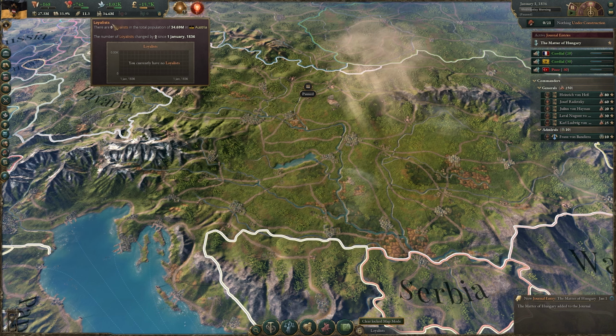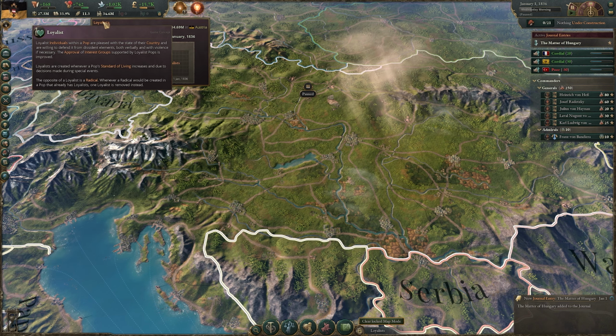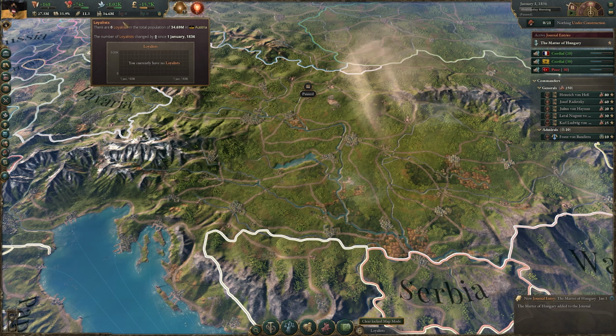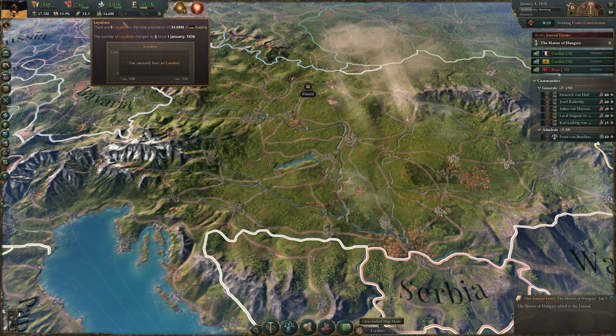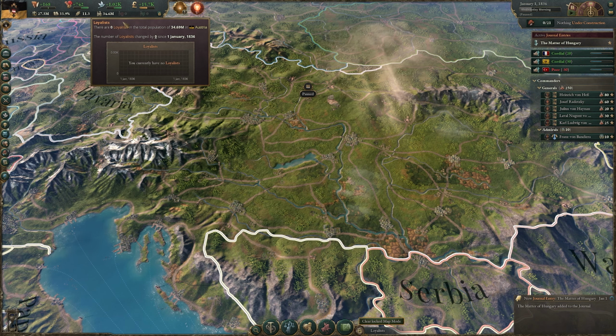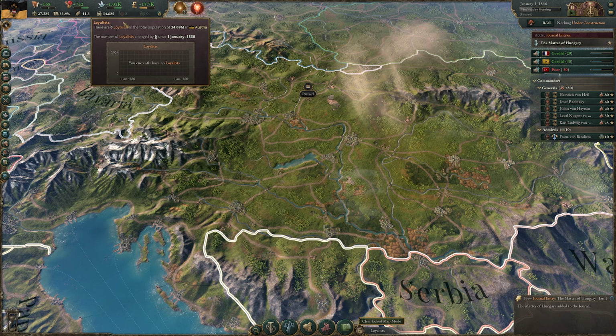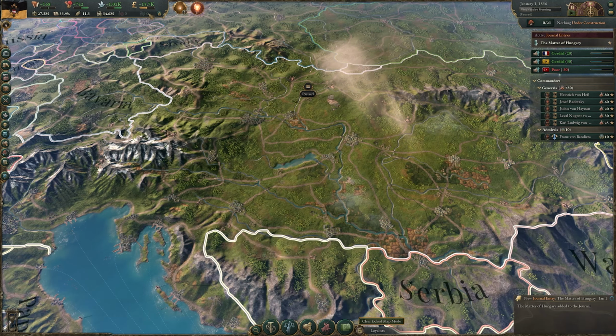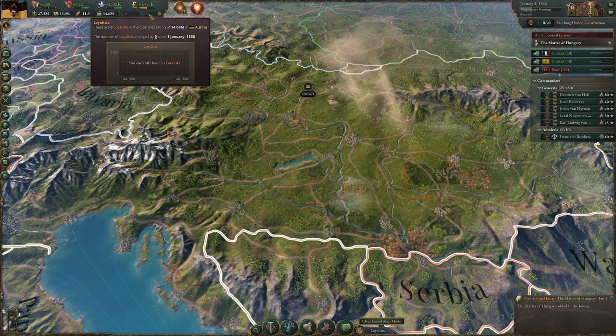Loyalists, I'm not gonna lie. I mean, the tooltip says that they're pleased with their country and willing to defend it. The approval of interest groups supported by loyalist pops is improved. I haven't seen the direct effects of this per se, and only in 2 of my runs have I seen my loyalists outnumber my radicals, despite it seeming like that's the way the country wants to go. But still, it goes side by side. You can't toggle each of these individuals off. So that's not something that you really have to worry about.